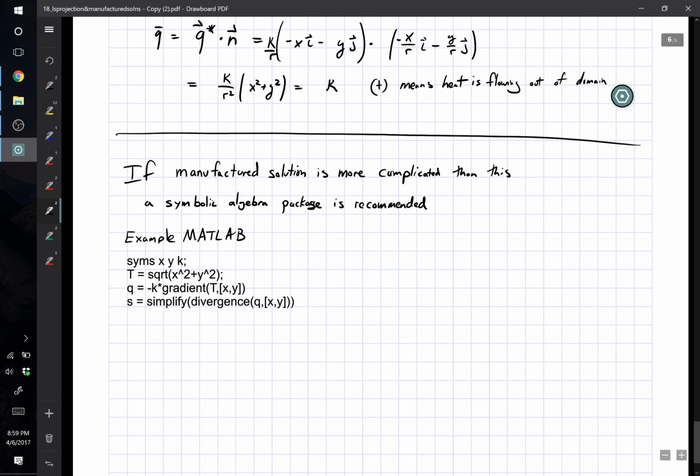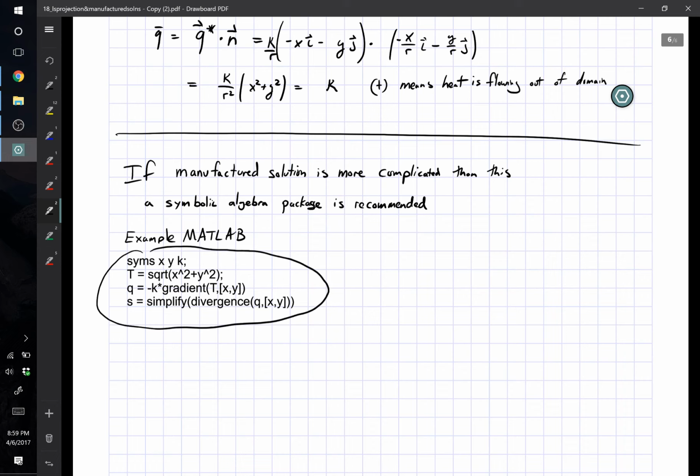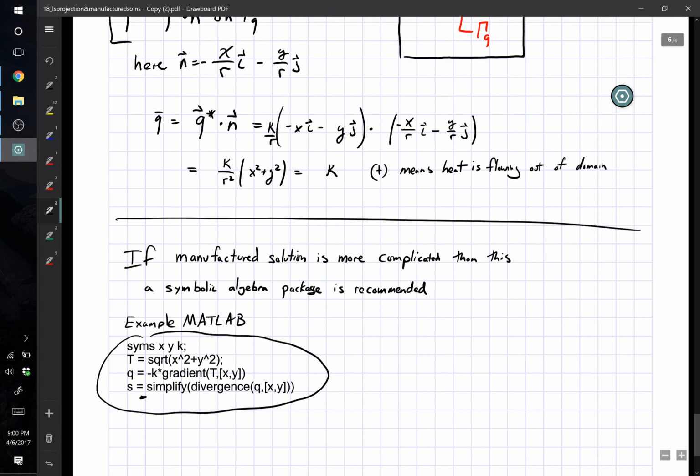So this just says that I'm defining x, y, and k as symbolic variables. I define my temperature as the square root of x squared plus y squared. I define my heat flux as minus k times the gradient of temperature, and you have to specify what variables you're taking the gradient with respect to, so x and y. And then I want to simplify the expression of the divergence of the heat flux. And I think actually here we're missing a minus sign, which is why I had the mistake earlier on.